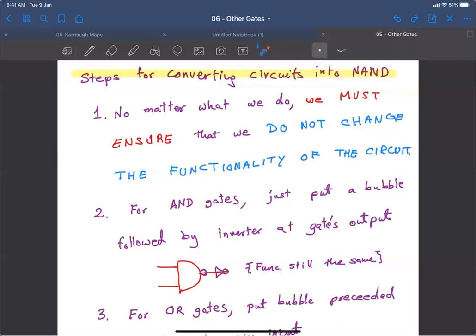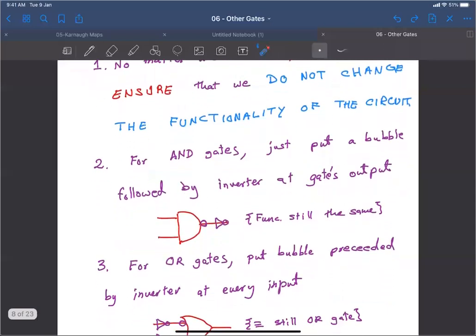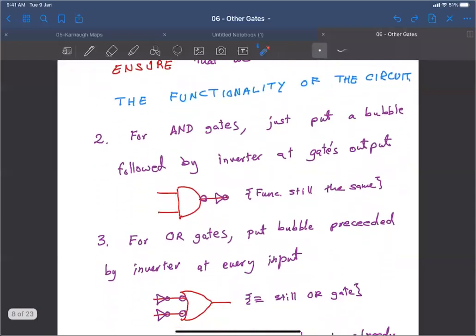Now for OR gates, we put the bubbles at the input, and then cancel them. So we cancel the bubbles here. So this becomes a NAND gate preceded by inverters. So still the final result is an OR gate.